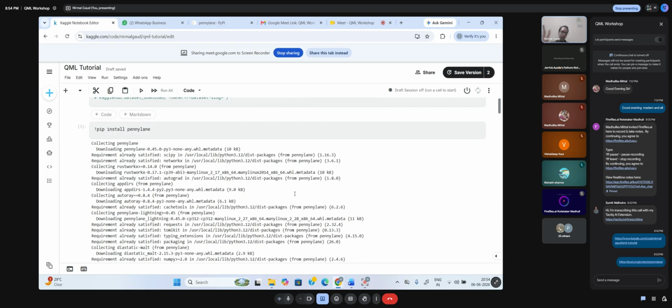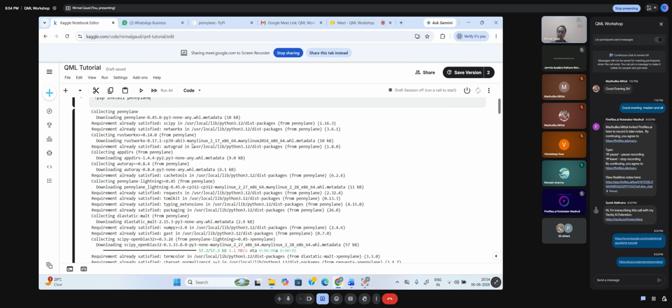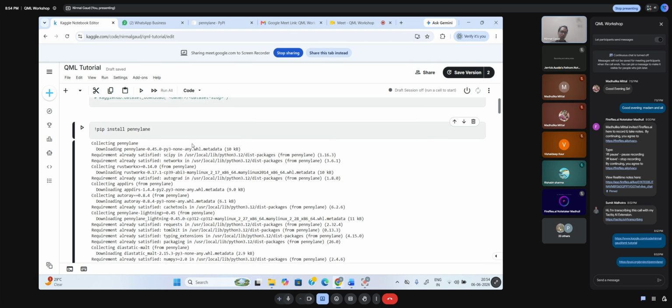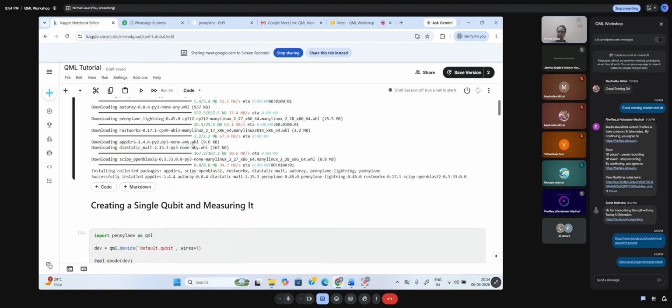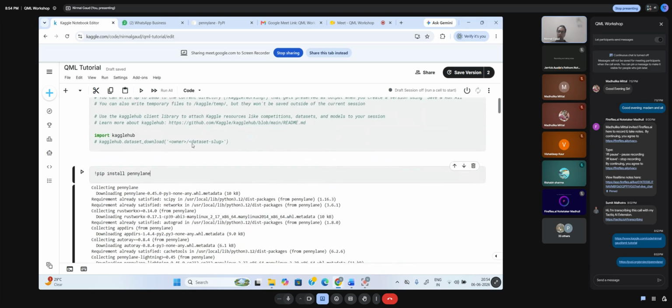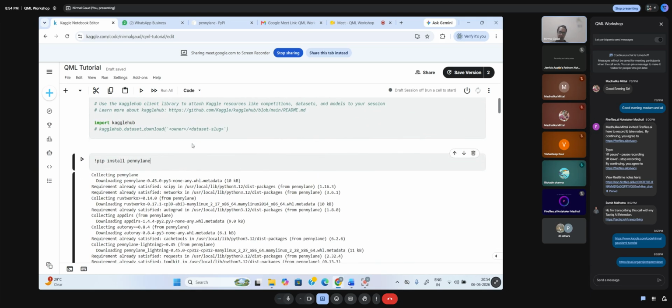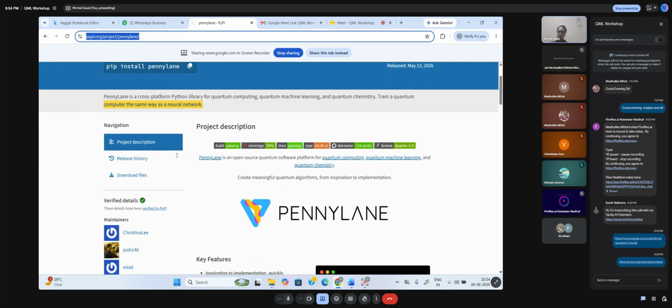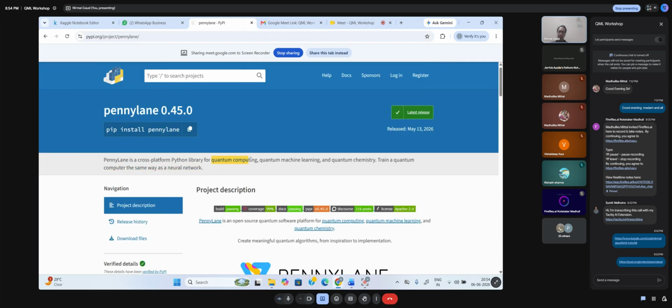Next, what you need to do is pip install PennyLane. I request everyone to kindly work on the notebook which I have shared. The first thing you need to do is pip install PennyLane. Install this library; it will install quickly and not take much time, because we require support for quantum computing.